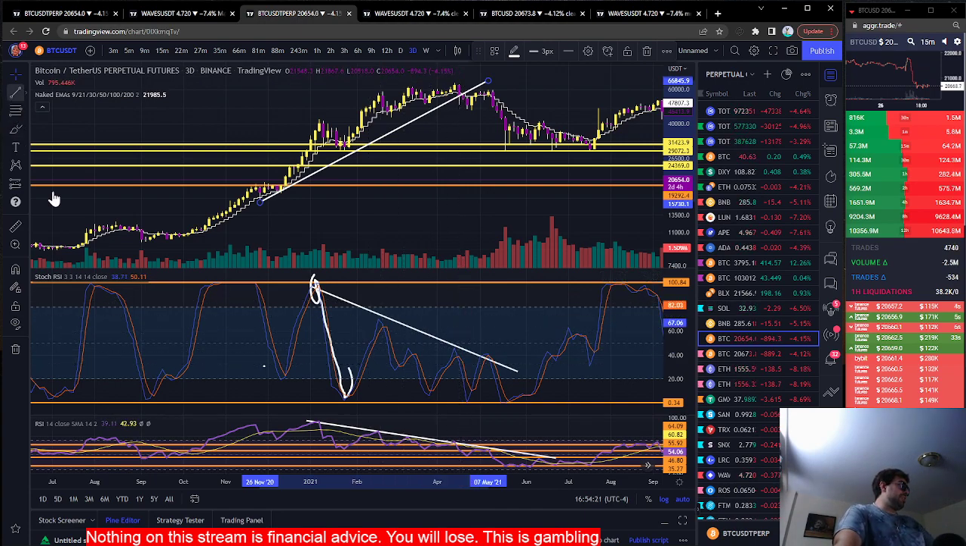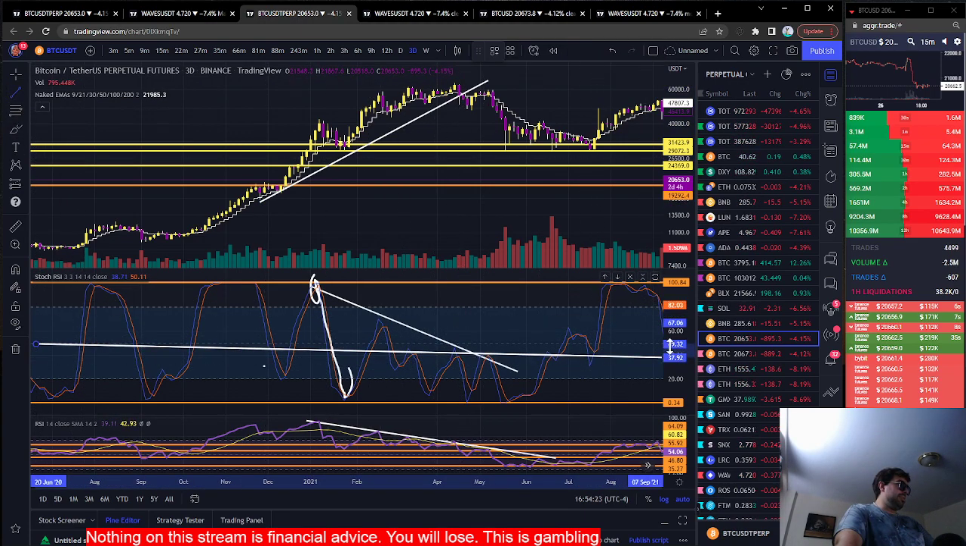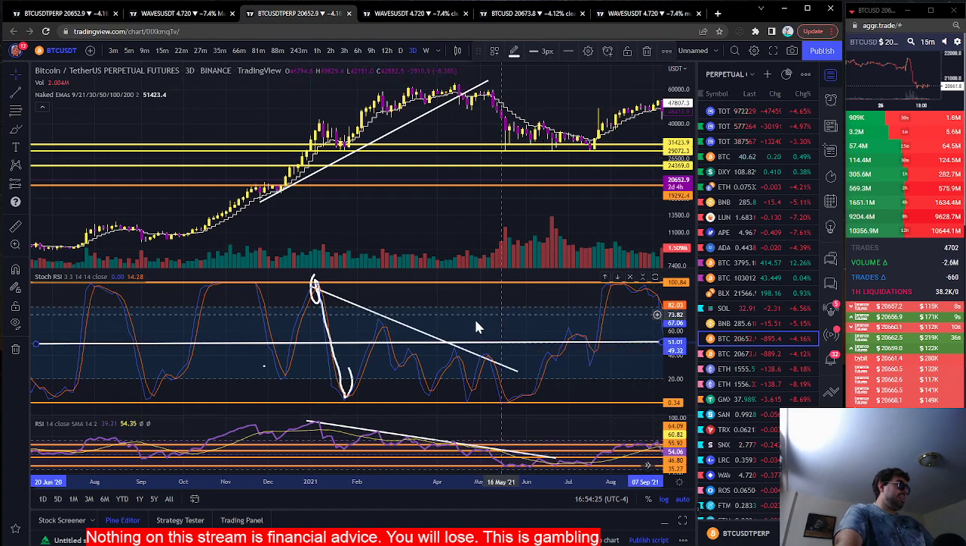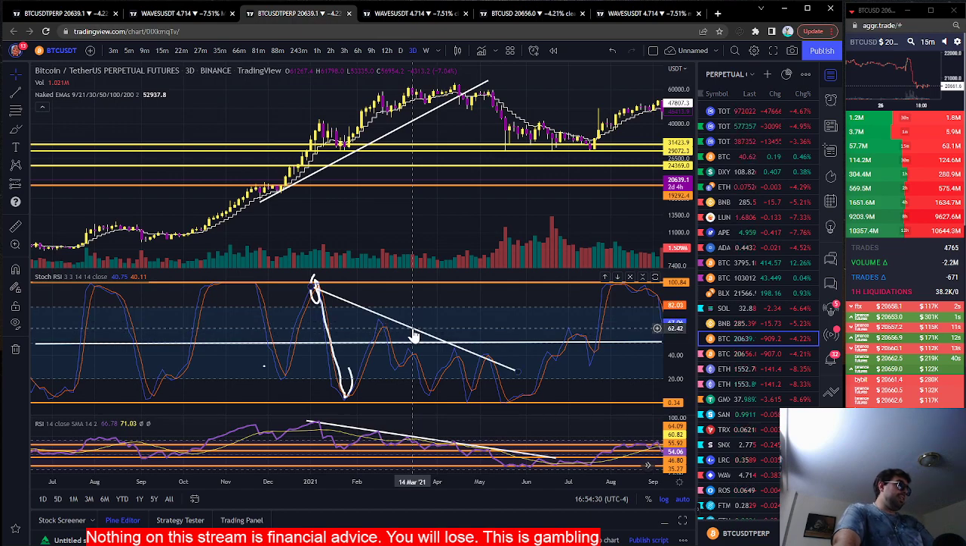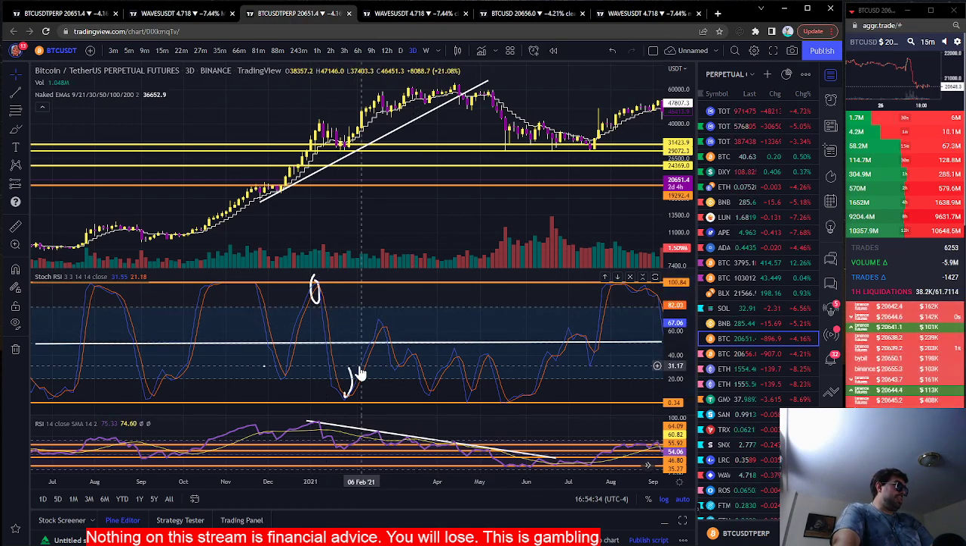You can always just draw a middle point if you want a nice little middle point for the stochastic RSI, right? Above the middle point, bullish; below the middle point, bearish, right? Not a very high level analysis there, but it's a pretty decent analysis. If you're above the middle, you're probably bullish. If you're below the middle, you're probably a little bit bearish, right?